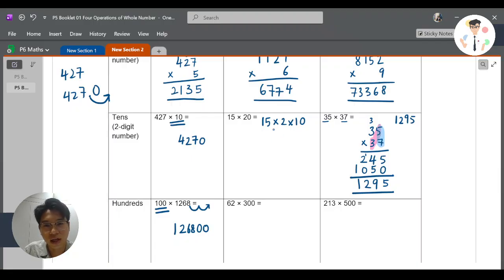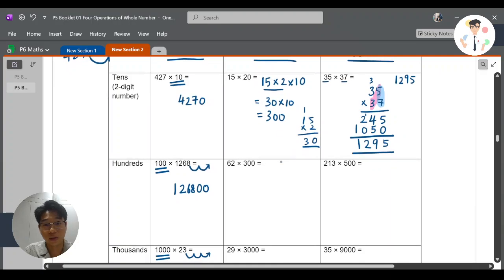Do you know how to do 15 times 2? You should be able to, right? In case you don't know, let me just show you. 15 times 2. 5 times 2, 10. 1 times 2, 2. 2 plus 1, 3. So I know 15 times 2 gives me 30. And don't forget, you haven't times 10 yet, so you need to write times 10. Then 30 times 10 is what? 300. That's it, you are done. So what I'm trying to tell you is that you actually can separate it so that it will be easier for you to calculate. Okay? Does it work in this way?